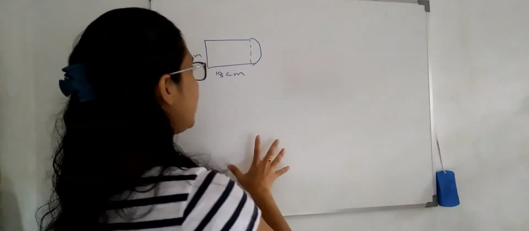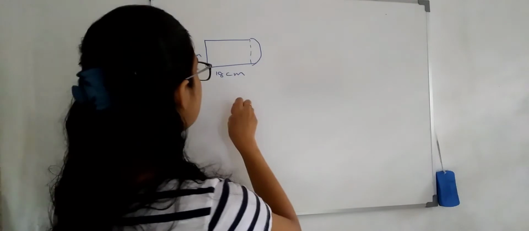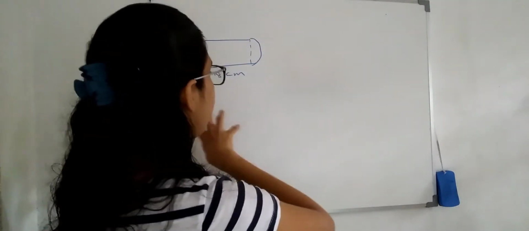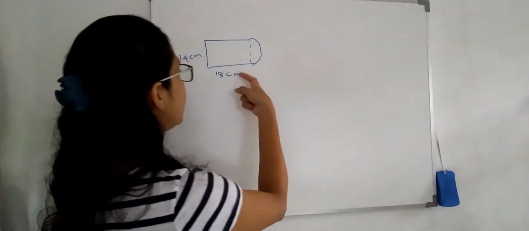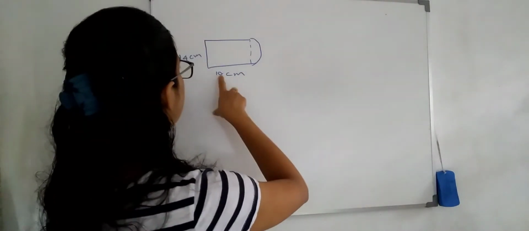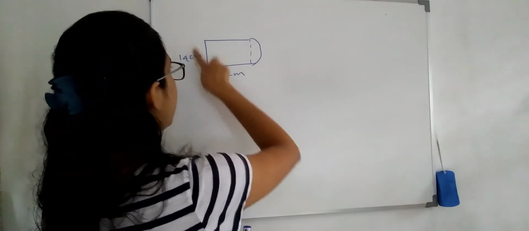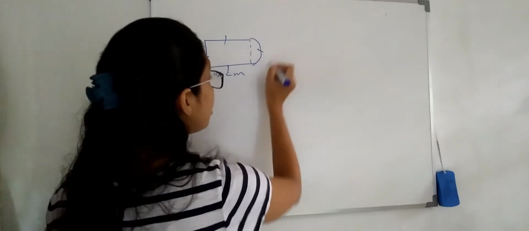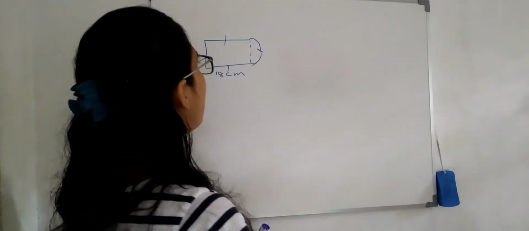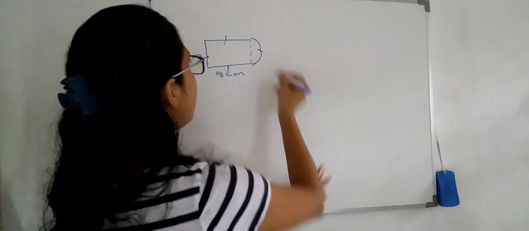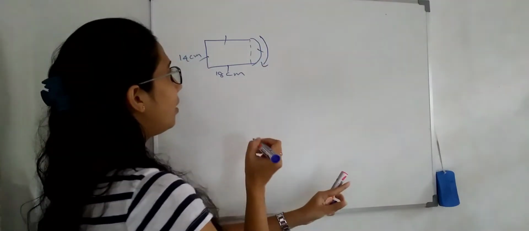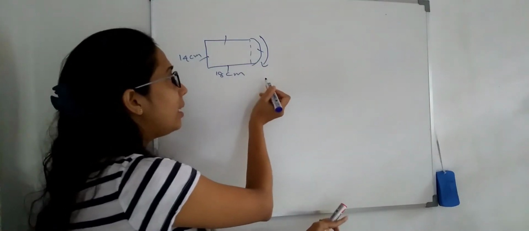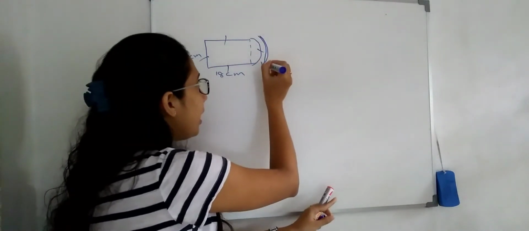You can clearly see this plane figure contains a rectangle and a semicircle. So when we are going to find the perimeter of this plane figure, we should add the values of these three sides and the length of this arc together. So first we can find the length of this arc. How to do that? You can see this is a semicircle. Now we can find the length of this arc.